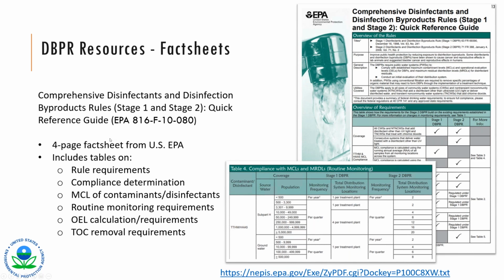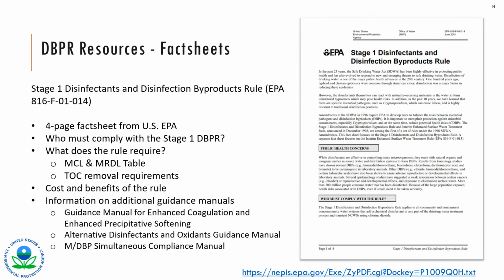The next fact sheet is the Stage 1 DBPR fact sheet from EPA. This is a 4-page fact sheet which provides more detailed information on the history of the rule, why DBPs are a public concern, who must comply with the rule, the monitoring requirements under the Stage 1 DBPR, and TOC removal requirements. And the interesting thing about this fact sheet is it includes a short cost and benefit analysis where EPA estimates the increased cost for water consumers due to the changes water systems will have to implement to comply with the rule, but also the benefits from the reduction in TTHM levels and potentially lowering the risk and the amount of cancer caused by less consumption of these DBPs.